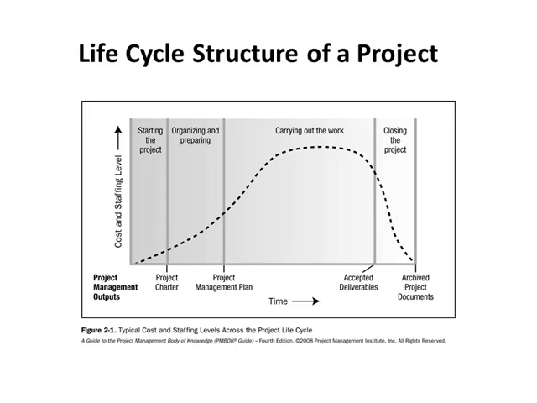This is a graph from PMBOK 4th edition, and this shows cost and staffing levels across project life cycle. As you see that the cost and staffing levels are low at starting of the project, while they are highest during the phase which is called carrying out the work, and both cost and staffing level drops down at the phase closing of the project.